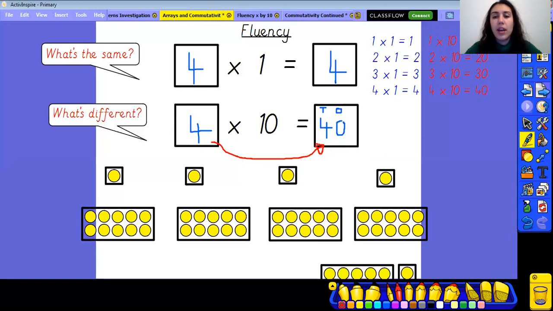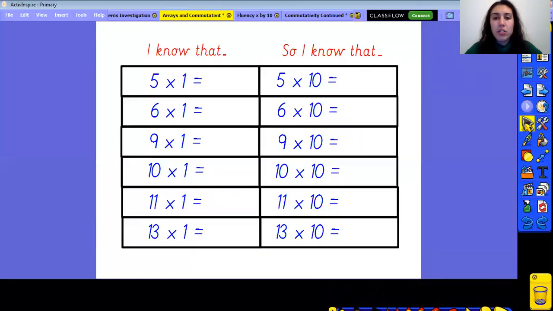So let's have a look at these then. So today we're just going to work on noticing that pattern, and then tomorrow we're going to do a little bit of work on understanding why that pattern happens. What happens to the digits as we multiply by 10.